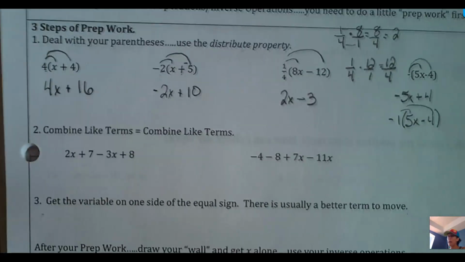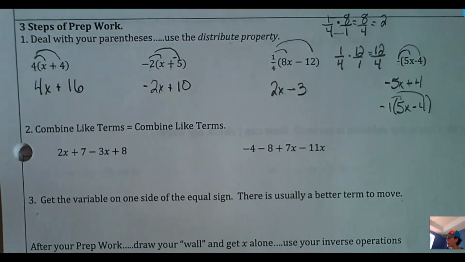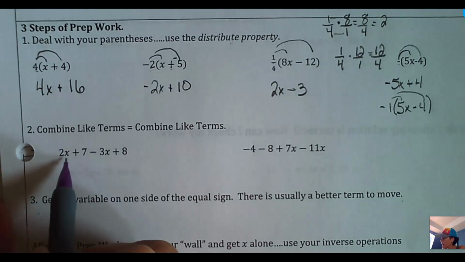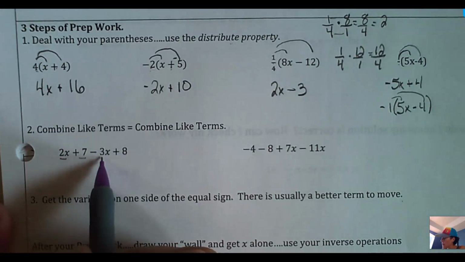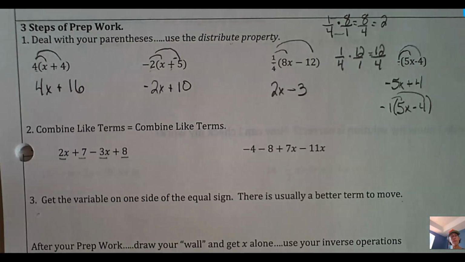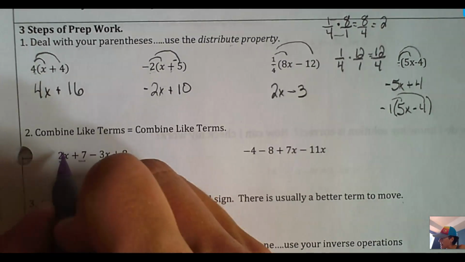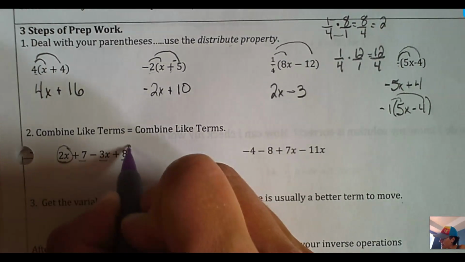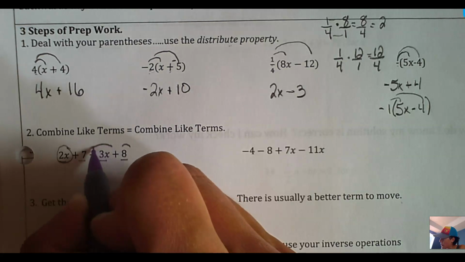All right, we will have to work on combining like terms. Terms are these things. This is a term, this is a term, this is a term, this is a term. They're separated by addition subtraction signs. So what we want to do is combine the ones that are alike. For instance, I would want to combine my 2x and my subtracting 3x.